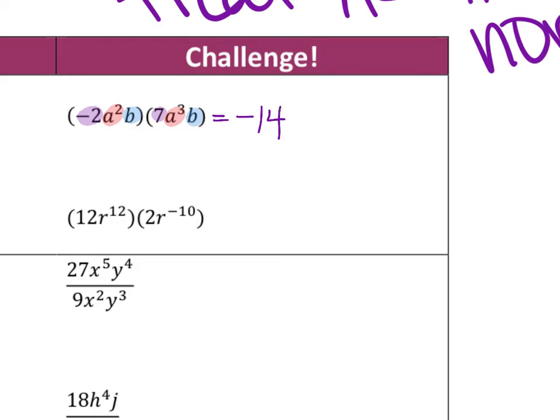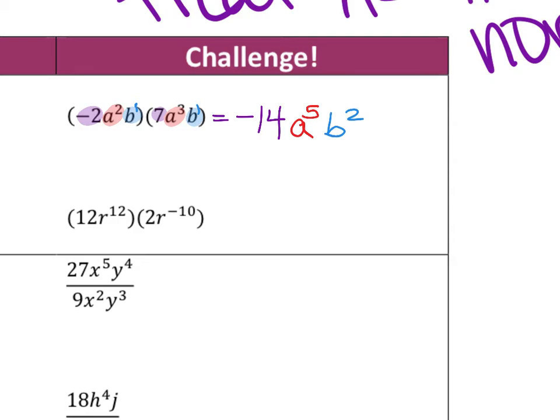But when I get to doing the A's, I have to remember that when I multiply bases, all I do is add those exponents together. And when I get to the B's, I have to remember that there's invisible ones right here. So when I multiply those bases together, I'm just going to add the exponents. -14a to the 5th power times b to the 2nd power is the correct simplification of this problem.